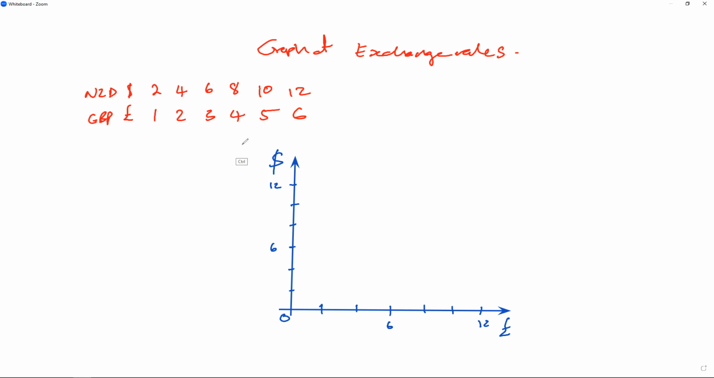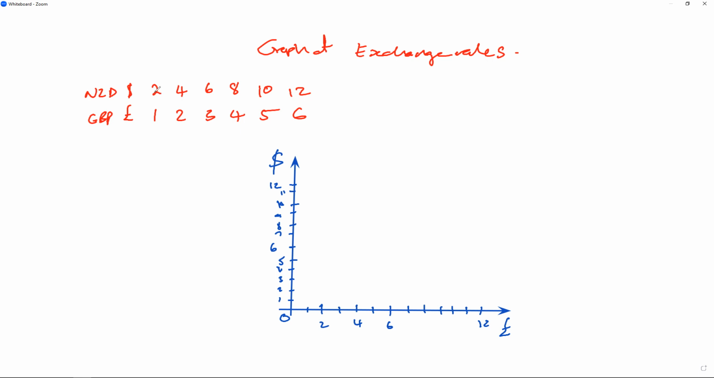So from here, I've got 1 and 2, which means that, by the way, this is 2, 4, so 1, 2, 3, 4, 5, 6, 7, 8, 9, 10, etc. 1, 2, 3, 4 as well this way. Okay. Graph the exchange rates of this.